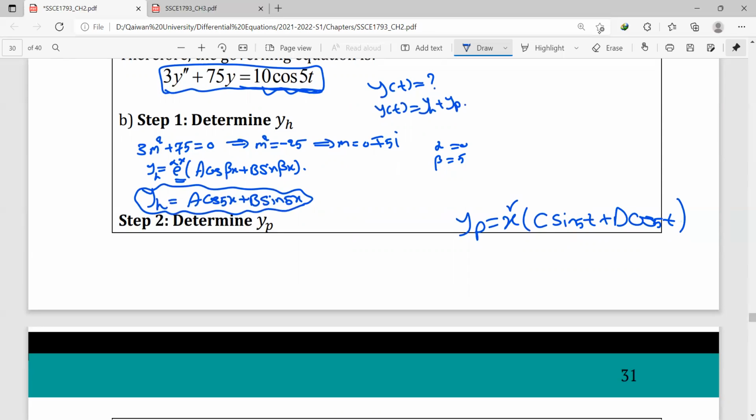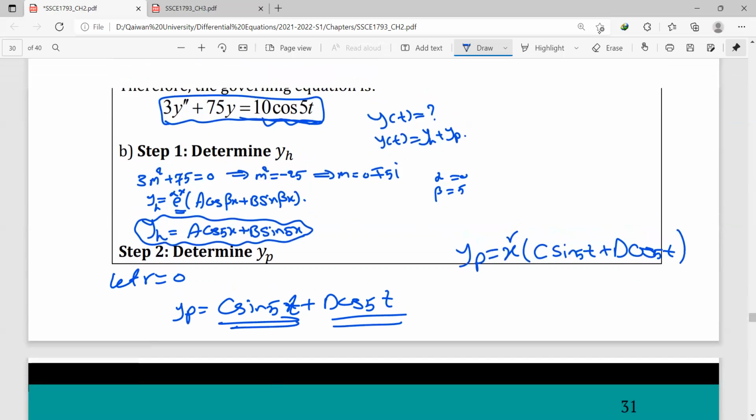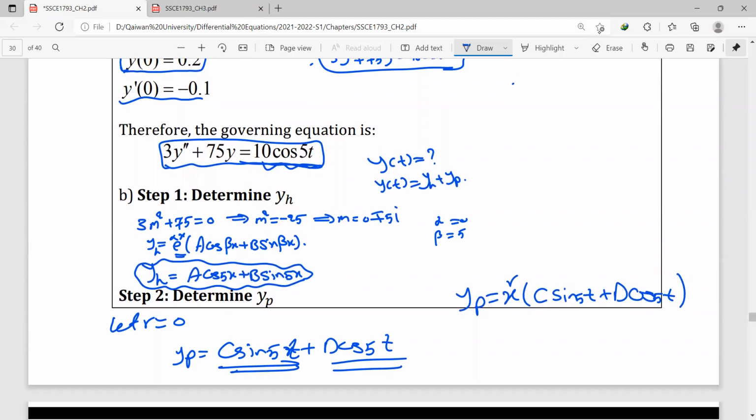Now we choose the suitable value for r, but we always must start from 0. We let r be 0. If r is 0, then yp equals c sine 5t plus d cosine 5t. Do you have similar terms between these two and the homogeneous solution? Yes, there are similar terms. So that's why we choose r to be 1.